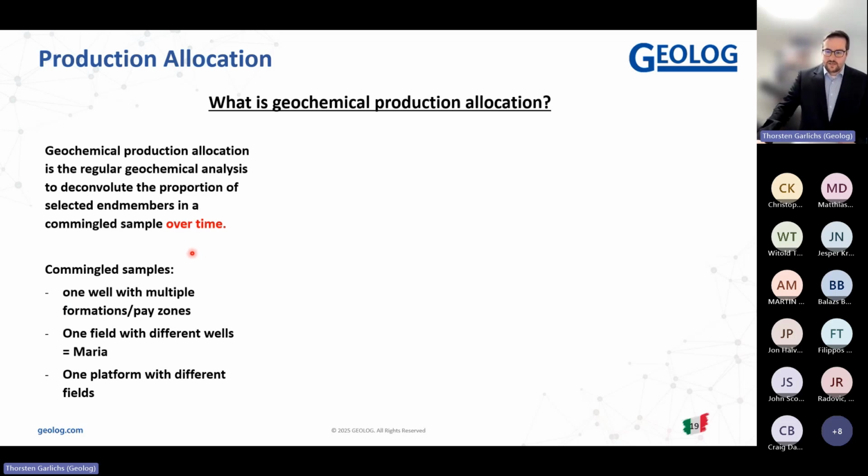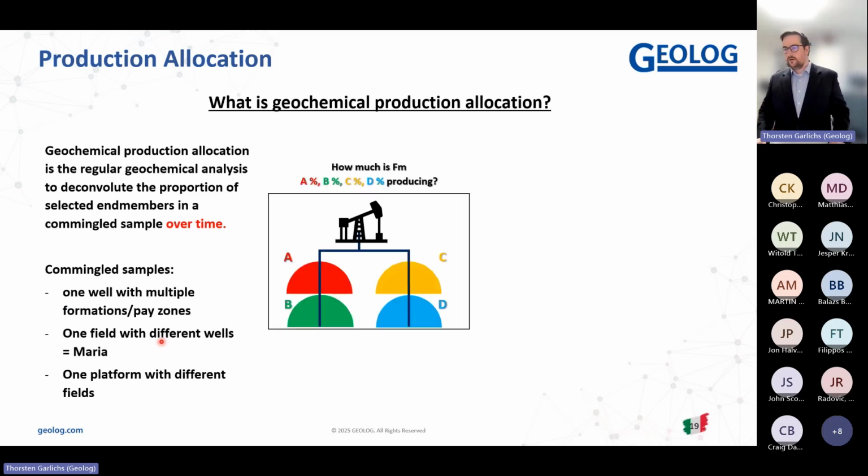What can you use as commingled samples, or where do commingled samples normally occur? When you have one well with multiple formations or pay zones, these maybe are interesting to deconvolute in your field. There's one possibility that you have one field with different wells in the same formation, and this is the main case for the Maria field we talk about today. Or you have just one platform with different fields, and you would like to deconvolute the different fields.